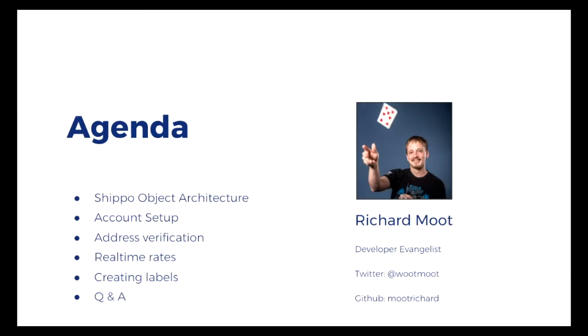Today we're going to be going over the Shippo object architecture, a little bit about setting up your account in Shippo, and then we're going to be going through a basic shipment creation flow, which is going to involve address verification, getting real-time rates, creating labels, and then we're going to leave plenty of time at the end for questions and answers if you have any. So with that, let's go ahead and dig right into it.